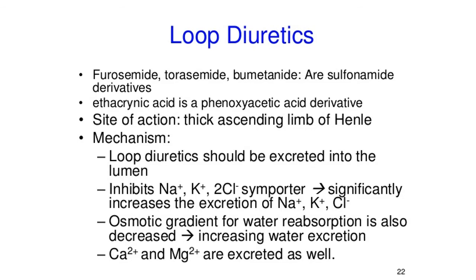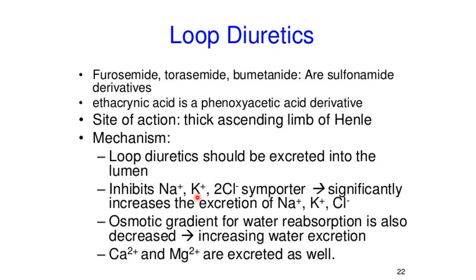Next comes the loop diuretics. They are also called high ceiling diuretics. Their site of action is the thick ascending limb of the loop of Henle. How do they produce diuretic effect? Loop diuretics should be excreted into the lumen. The first point to remember is that they should be excreted into the lumen.